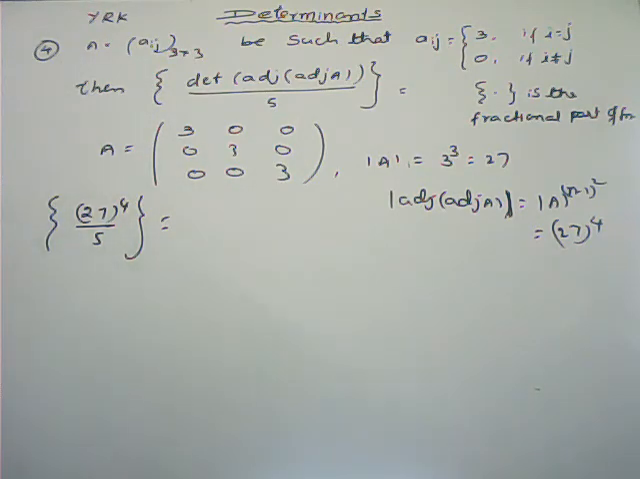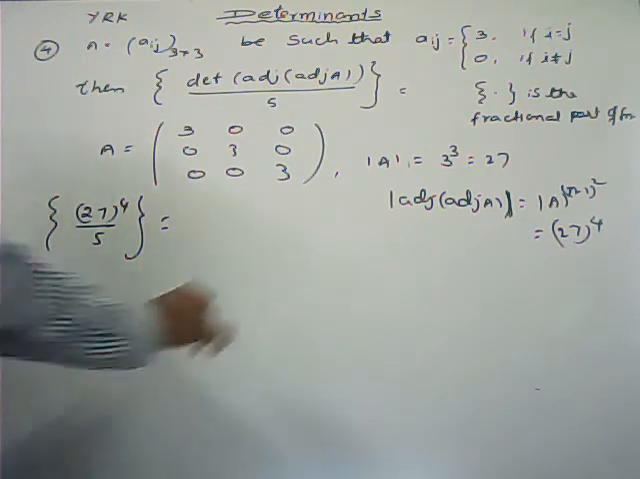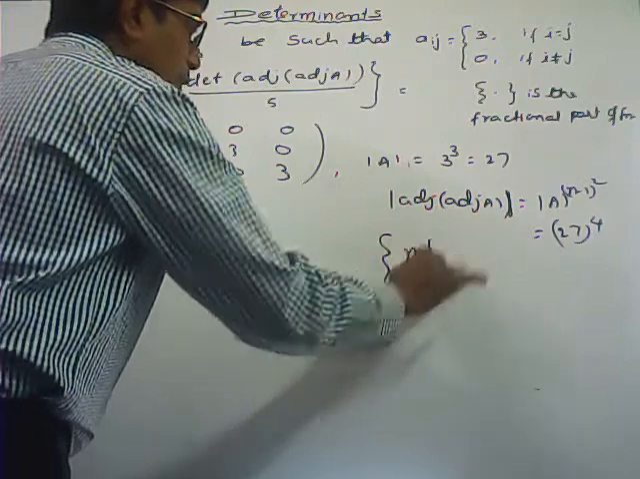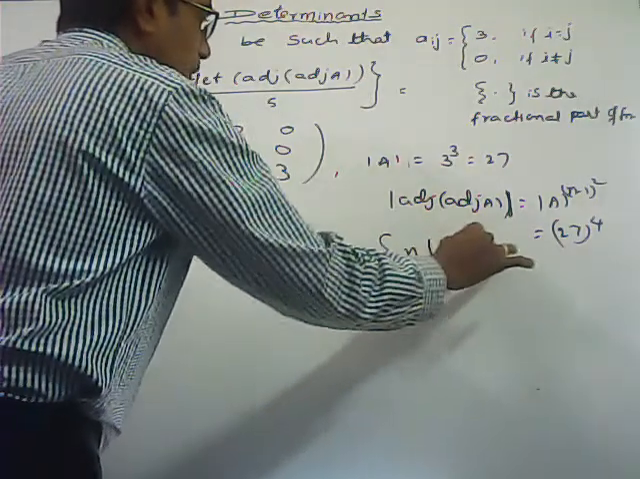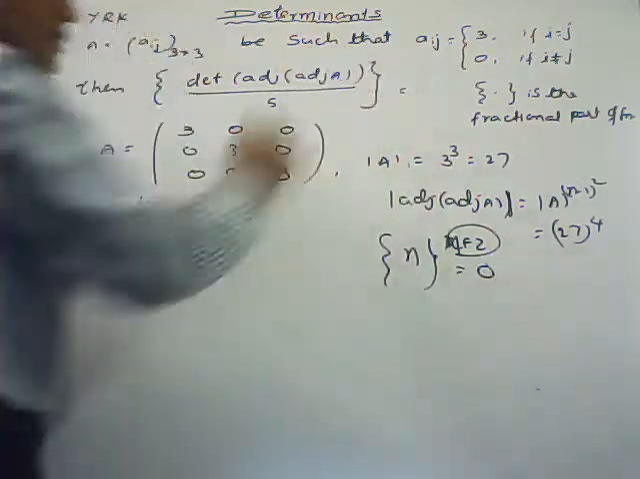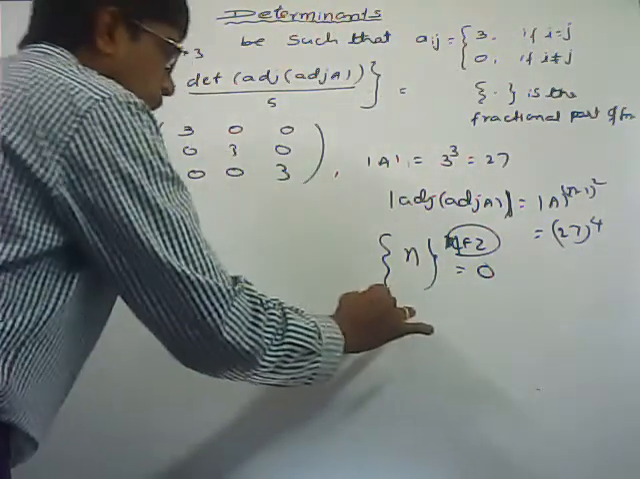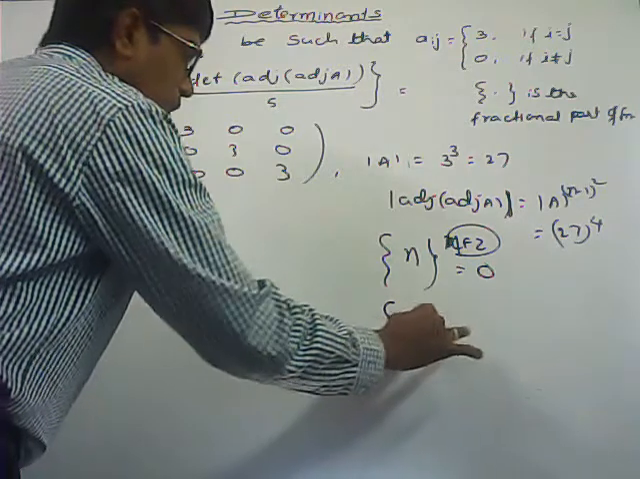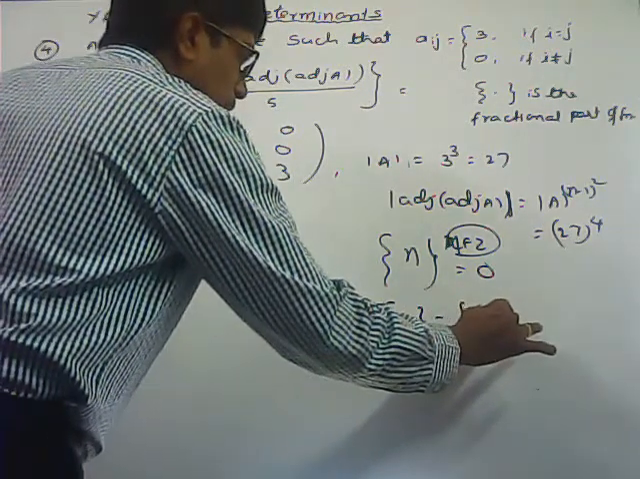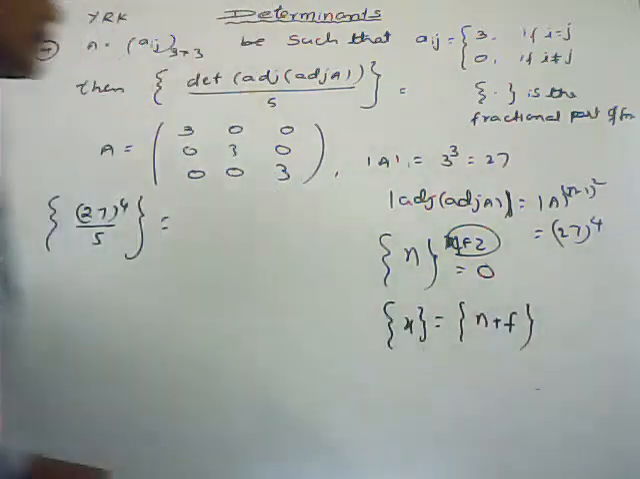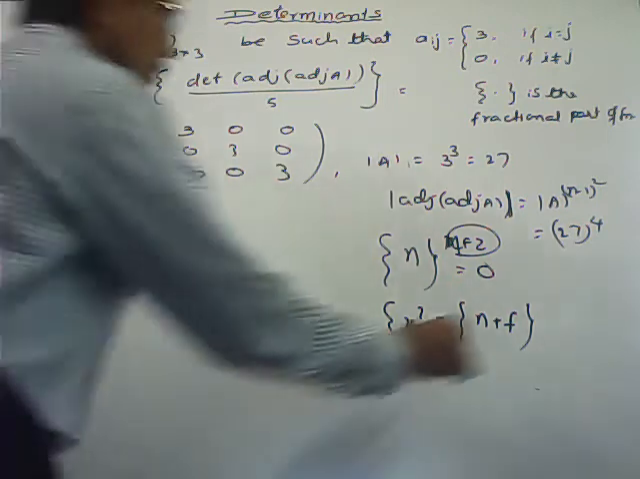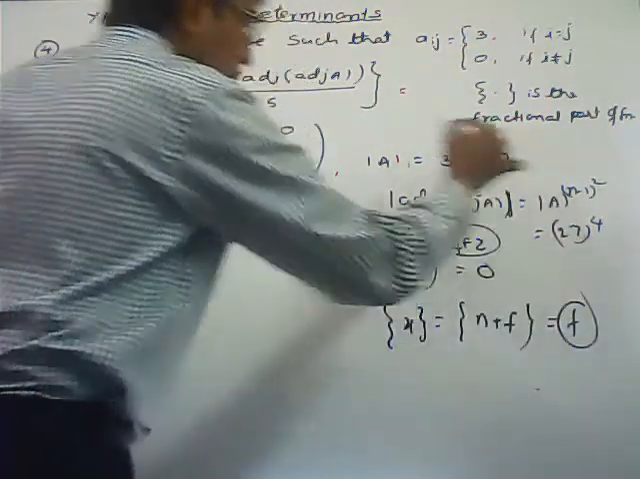Now what is the value of this one? If any integral value is there, n belongs to Z, the fractional part of n equals 0. And every real value we can write as integral value plus decimal value. Every real value we can write as the sum of integral part plus decimal part, and here we get the decimal part.